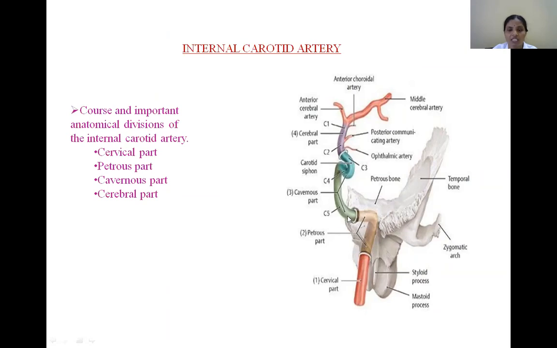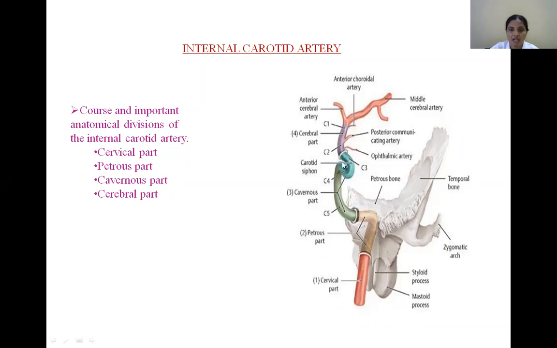bony sulcus present on the lateral aspect of the sella turcica. So it is present on either side of the body of the sphenoid, a slight groove which is occupied by the dural venous sinus. What is that sinus? Cavernous sinus. So in the medial wall of the cavernous sinus, this part of the internal carotid artery traverses further forwards.